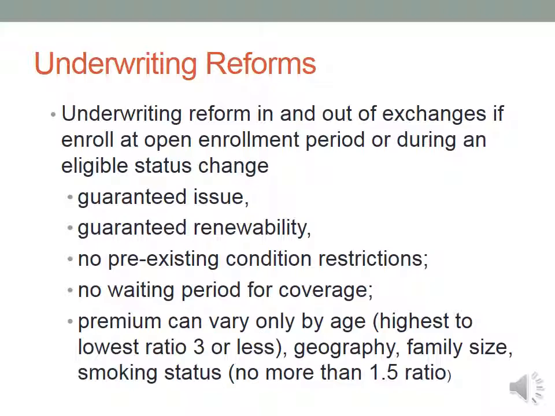During these times, I can enroll with guaranteed issue, guaranteed renewability. So guaranteed issue means when I first get covered, they have to give me a plan. Guaranteed renewability means if I'm covered in year 1, they have to continue covering me in year 2. No pre-existing condition restrictions. So if I am pregnant when I enroll, that pregnancy is going to be covered as soon as I'm covered under the plan.